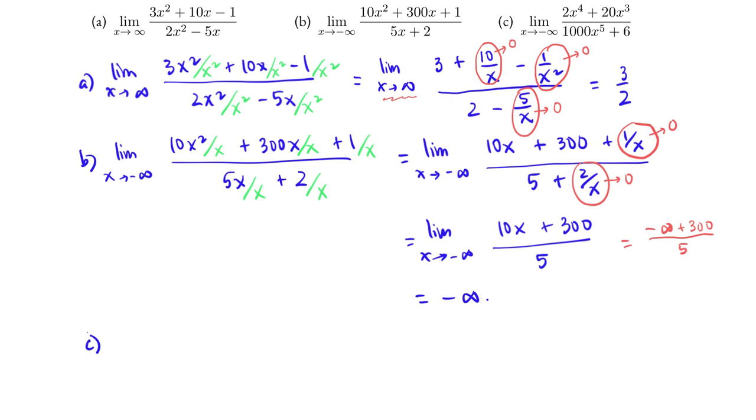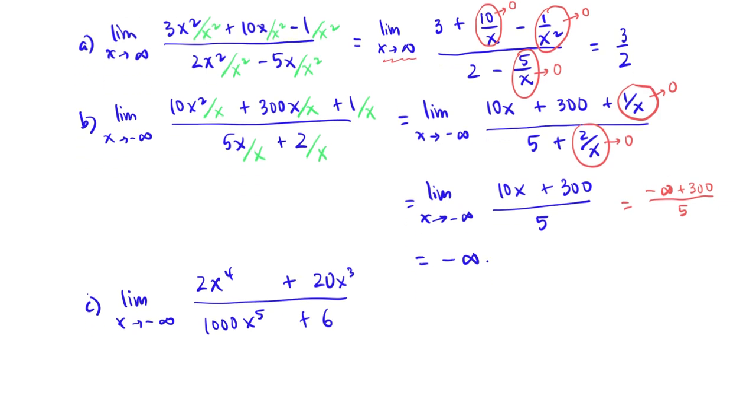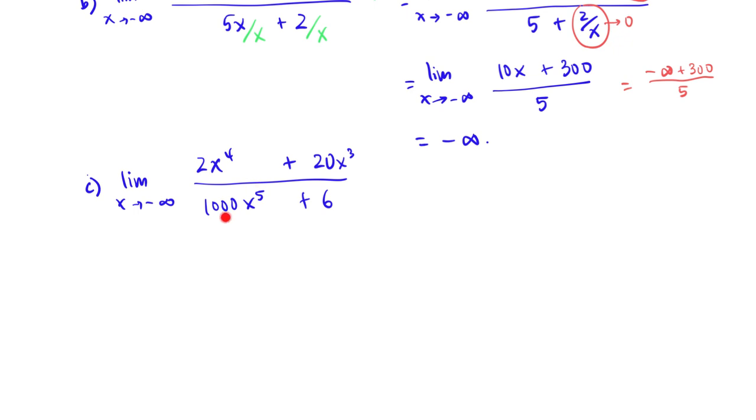For part C, the limit as x goes to negative infinity of 2x to the fourth plus 20x cubed over 1000x to the fifth plus 6. We observe the denominator and see that the largest power in the denominator is x to the fifth. And so we will take every single term and divide it by x to the fifth, both the top and the bottom. And again, we can only do this if x goes to positive or negative infinity. Keep rewriting the limit notation.